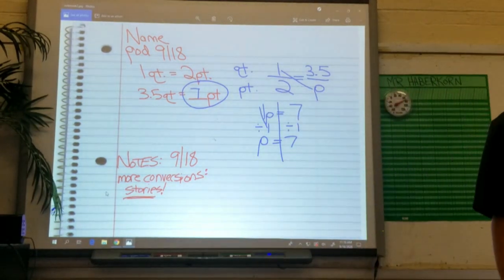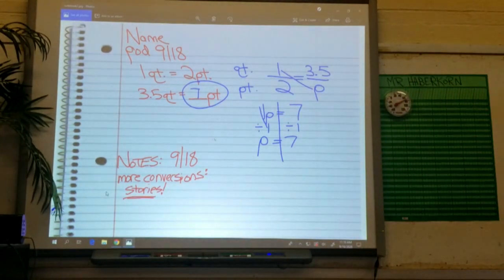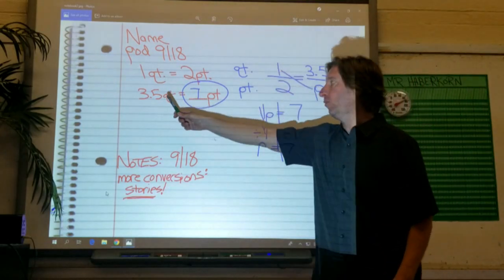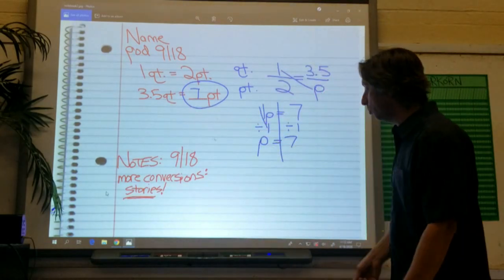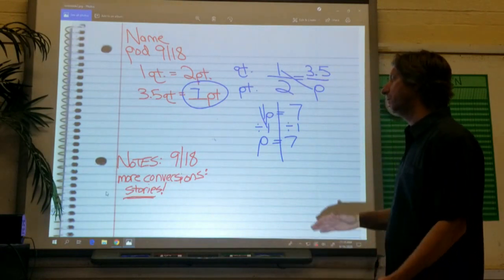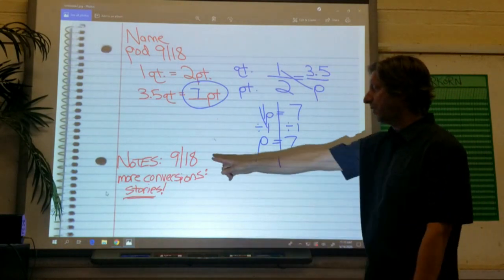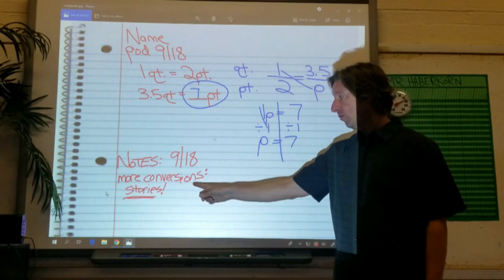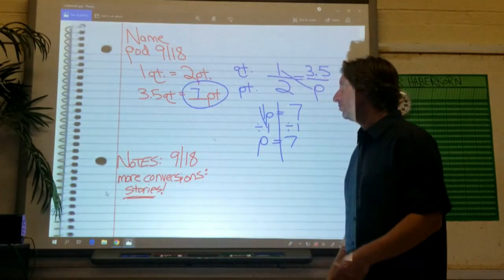All right. Pretty easy. You just got to make sure you're labeling it, and that you take your time with your third number and make sure it goes in the correct spot in the proportion. All right, so today's notes for 9/18. We're going to talk about some more conversions and some story problems, all right?